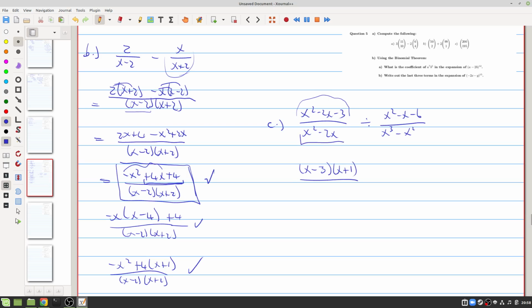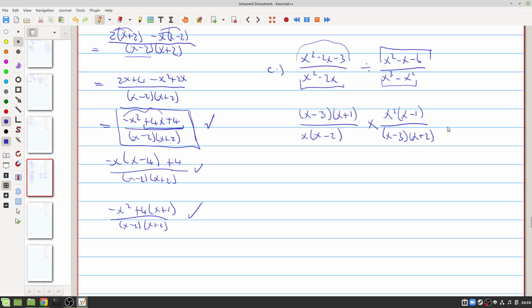Over, and then we factorize this part. Here we can take out an x as a common factor, and we're left with x minus 2 in the bracket. Here, I'm just going to do two steps in one. I'm going to change the divide into a multiply, and then switch these two around. So this one goes to the top, and here we can take out an x squared, and what's left is x minus 1, over, and now this part we can factorize into (x minus 3) and (x plus 2).